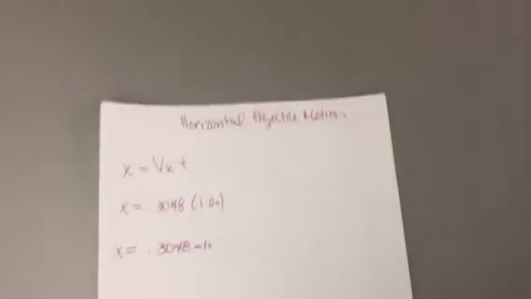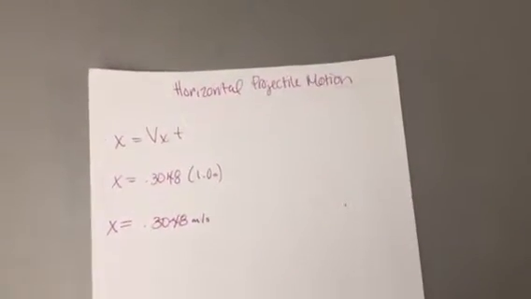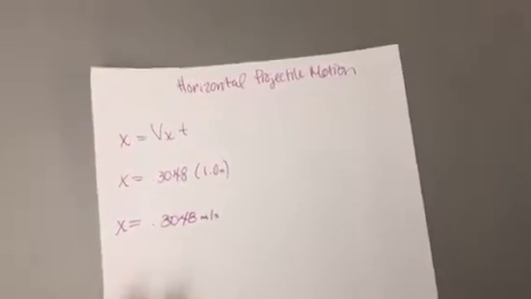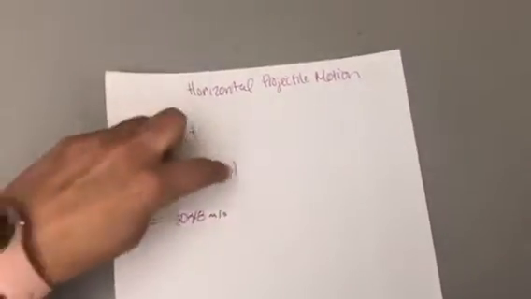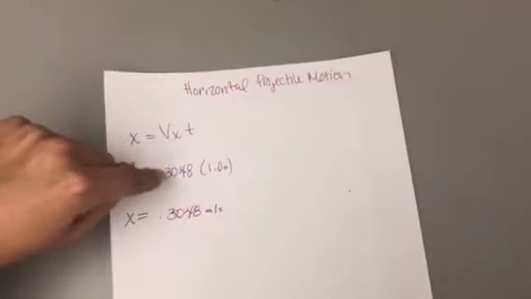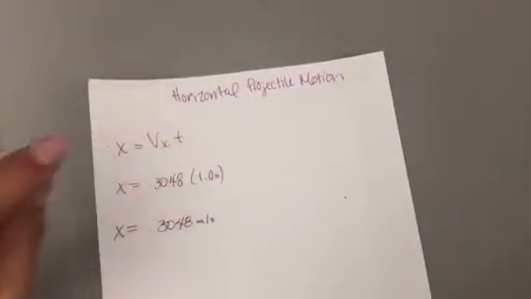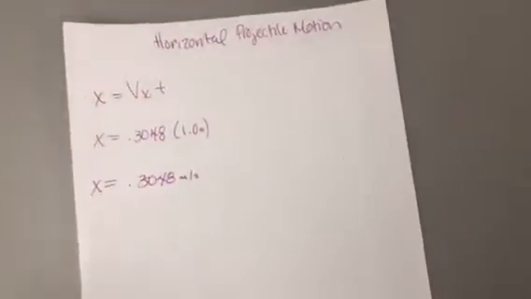He also mentioned that it had to do with horizontal projectile motion, so I did go ahead and use those values and plugged them in, which is velocity times the time that I expected it to react in. So I get 0.3048 times 1 second, and I get that number.